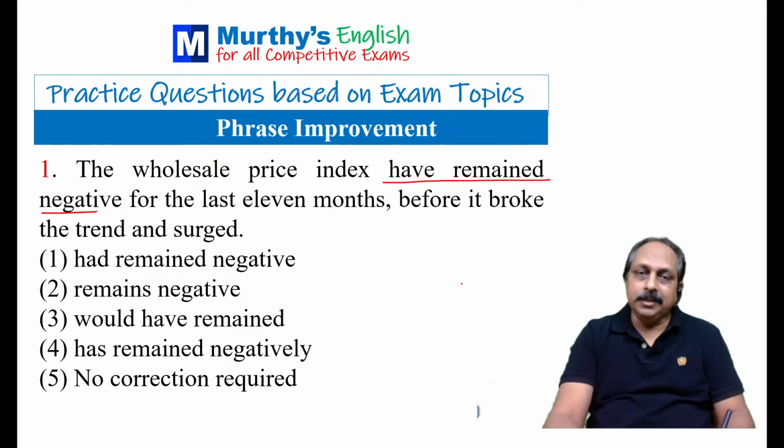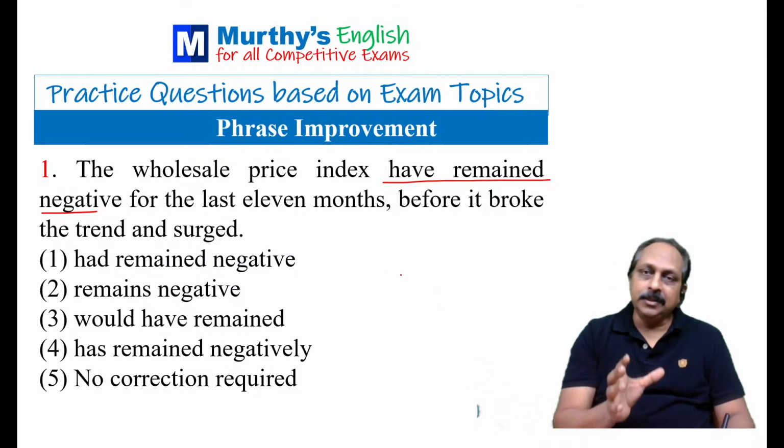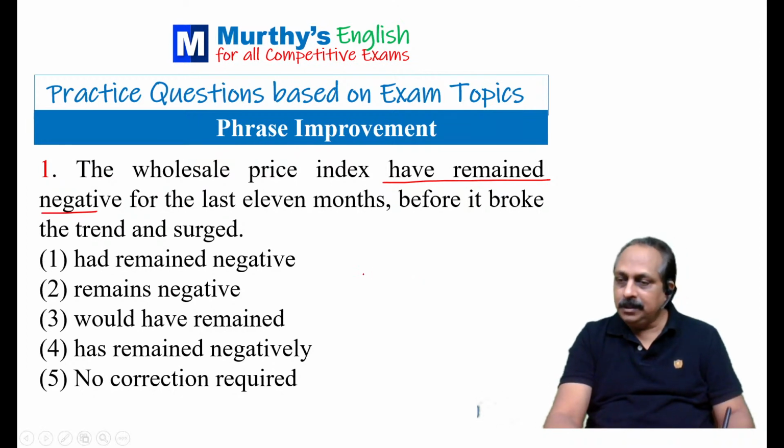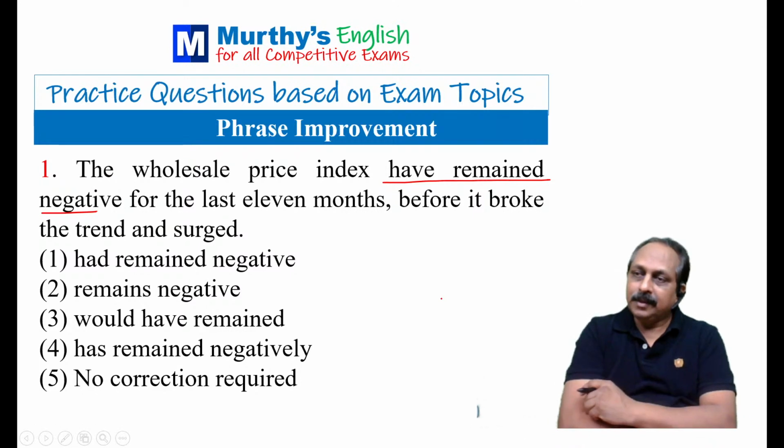The next five questions are based on phrase improvement. The wholesale price index have remained negative for the last 11 months before it broke the trend and surged. Surge means sudden forward movement, one meaning. Sudden increase, another meaning. Vishnuvardhan says 4 out of 5. That's good enough.